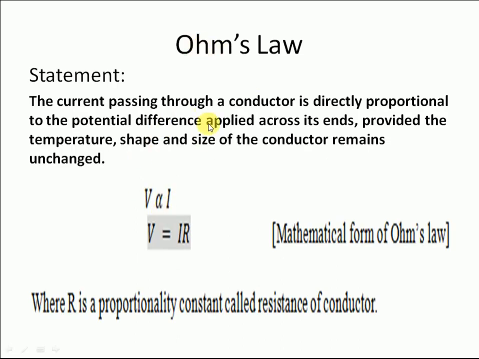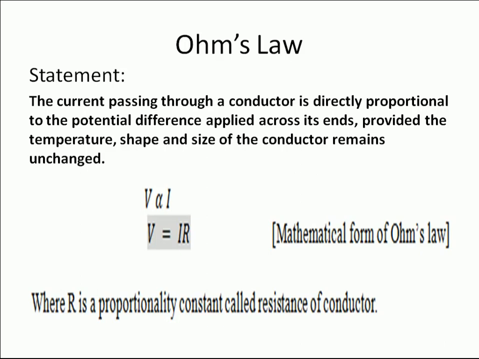So Ohm's law states that the current flowing through a conductor is directly proportional to the potential difference applied across its ends. So V is proportional to I, and if you change this proportional sign with equal to, we'll have to put one constant, that is R. So V is equal to IR, and this R, which is a constant, is called the resistance.